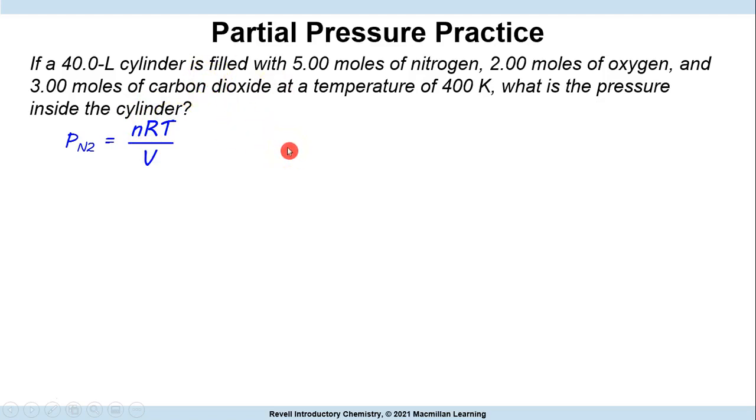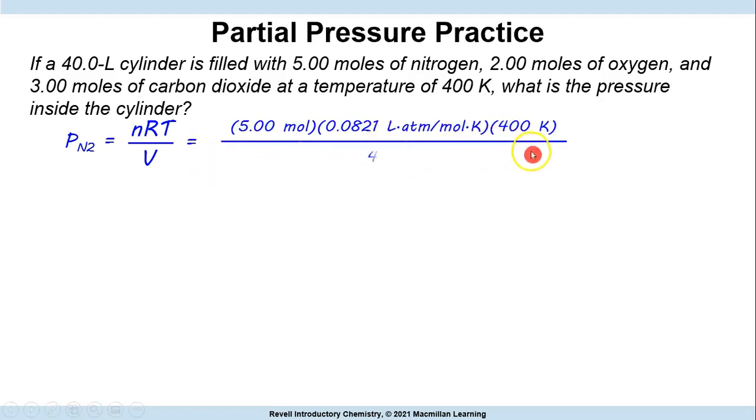So, let's look for the partial pressure of nitrogen. For nitrogen, we have 5.00 moles. We are going to substitute everything in here. So, that is 5.00 moles times R times T over V. That is going to give us a value of 4.11 atmospheres. That is the partial pressure exerted by nitrogen. Likewise, we are going to calculate the partial pressures exerted by oxygen and carbon dioxide.